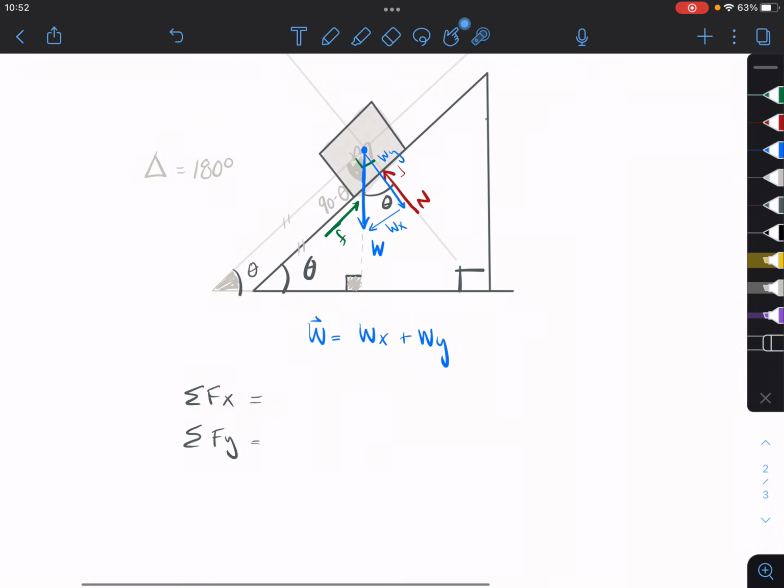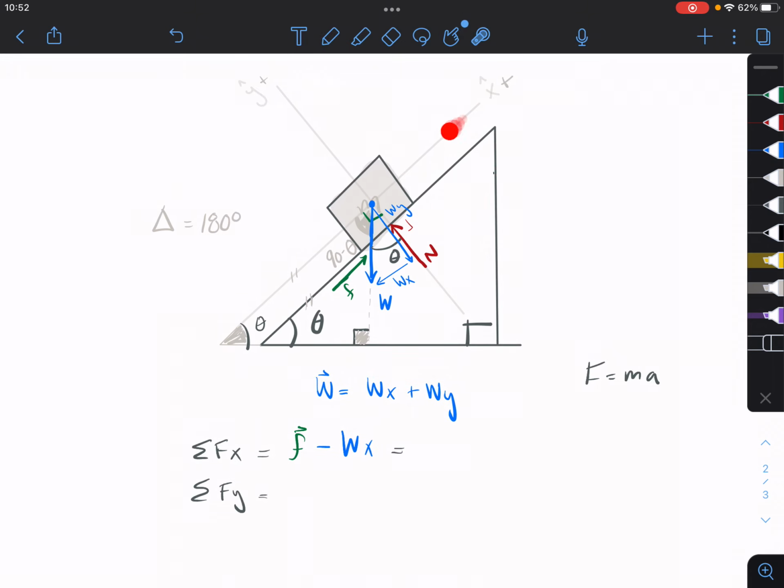So all of the vectors parallel with x. I have the frictional force, and I just chose that to be positive. You could choose it to be negative, minus Wx. Now, anytime I do sum of forces, I am using force is equal to mass times acceleration. So I'm summing all of the forces, and then I'm looking at that direction and asking myself if there is any acceleration in that direction. For this problem, we're going to say that yes, there is acceleration in this direction.